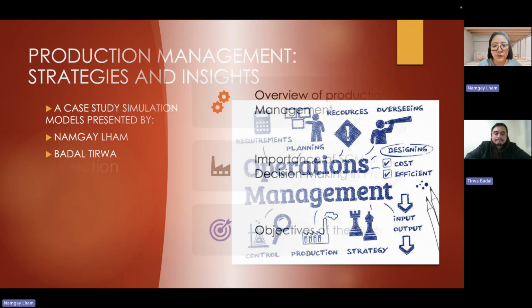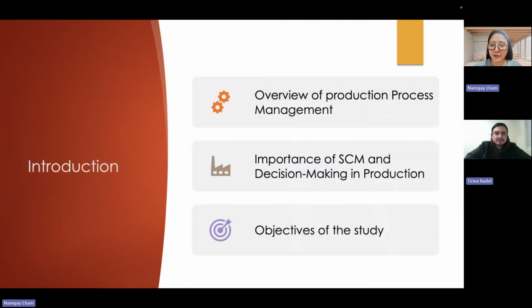If we start with the presentation, production process management is a multifaceted process with numerous vital functions, right from sourcing raw material to delivering a finished product. Therefore, decision making in production is of utmost importance for supply chain management, as we schedule the work or the delivery of the product based on its delivery date and also the resource distribution.